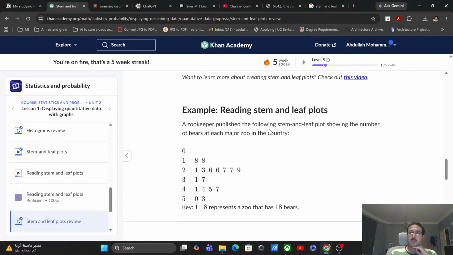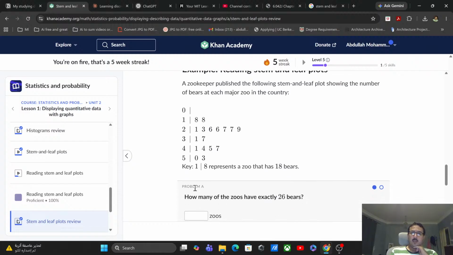A zookeeper published the following stem and leaf plot showing the number of bears at each major zoo in the country. How many zoos have exactly 26? 2.